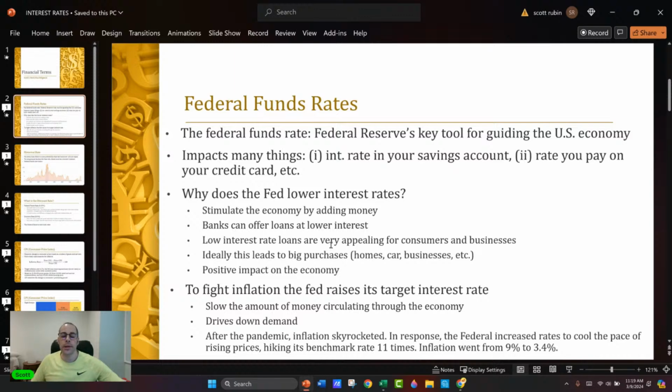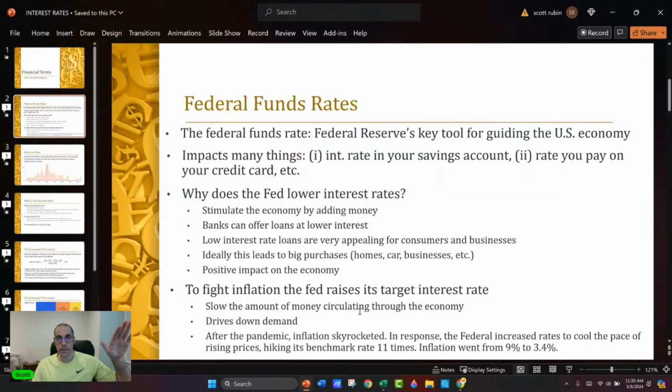And this leads to big purchases. When loans have lower rates, people are more likely to buy a home, car, businesses, etc. So it's good for the economy. Lower rates are good for the economy. So why ever raise the rates? Well, inflation. That's the main reason, to fight inflation. If inflation is getting out of whack, things are getting too expensive, then the Fed raises the interest rates, and this slows the amount of money circulating in the economy.